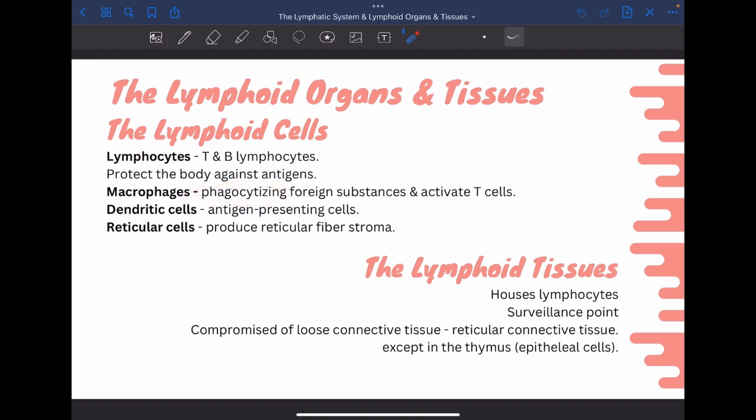And finally, the reticular cell, which is the cell that can produce the reticular fiber stroma, which is basically the network of fibers that is seen in all of our lymphoid organs, excluding the thymus, where the reticular fiber stroma is not present and epithelial cells are found instead.